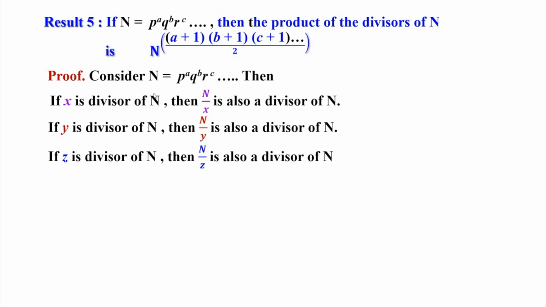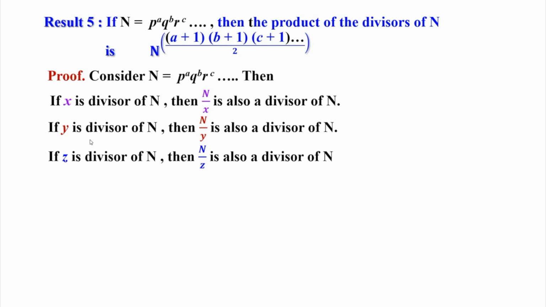So when we find the product of the divisors, we will have n, how many times? That should be the number of divisors divided by 2, because the number of divisors is given by a plus 1, b plus 1, c plus 1 and so on, that product. But those divisors are grouped like this: x, n by x; y, n by y; and z, n by z. So when we group them into pairs, how many pairs will be there? (a plus 1)(b plus 1)(c plus 1) by 2.